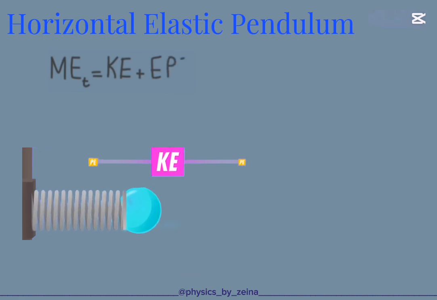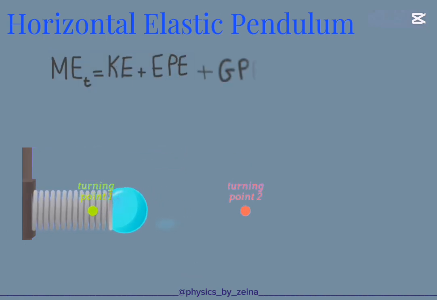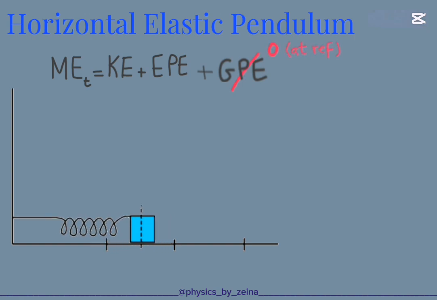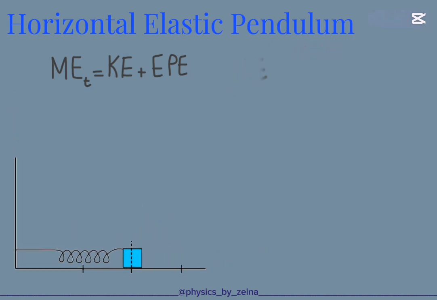The mechanical energy is equal to the kinetic energy plus the elastic potential energy plus the gravitational potential energy, where the GPE is equal to 0. So we are left with the mechanical energy at time t equal to the kinetic energy plus the elastic potential energy.